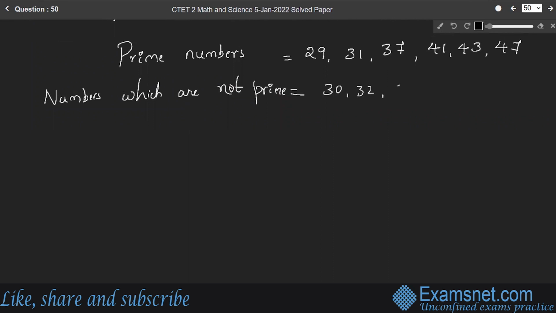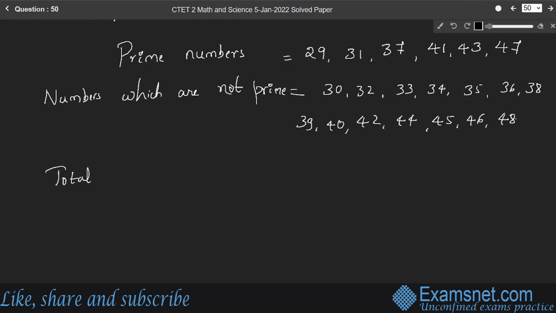32, 33, 34, 35, 36, 38, 39, 40, 42, 44, 45, 46, and 48. So, total numbers which are not prime is equal to 14. So, there are 14 numbers which are not prime.